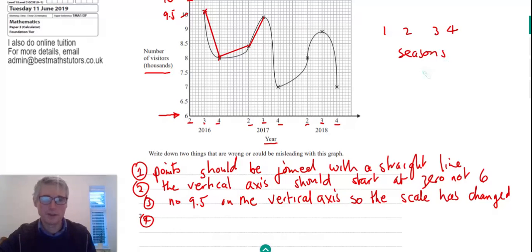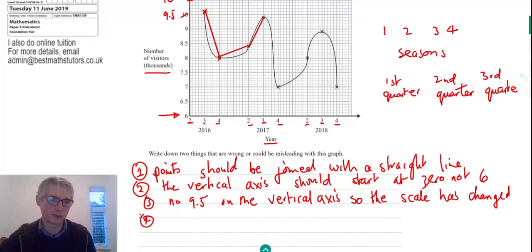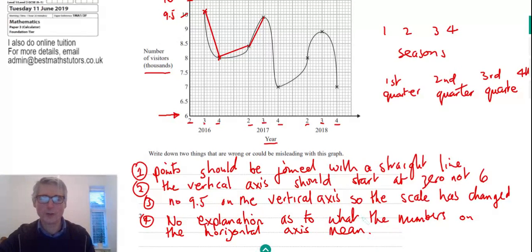If we were doing this correctly, what we should say is that the 1 there would be the first quarter. Dividing the season into 4 gives us quarters. Then we'd have the second quarter, third quarter, and fourth quarter. I'm just struggling to fit that on there, but we'd have the fourth one as well. So we don't explain what the numbers mean on the horizontal axis. That's something else that's wrong with this graph. There's no explanation as to what the numbers on the horizontal axis mean.